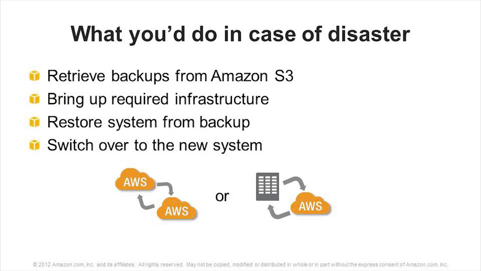What happens in case of a disaster? Two different kinds of models here. If the disaster was something that left your local infrastructure running, you would simply retrieve the backups from S3, put your infrastructure back into place, and restore your system from the backup. That could either be restoring to on-premise infrastructure or restoring to AWS.